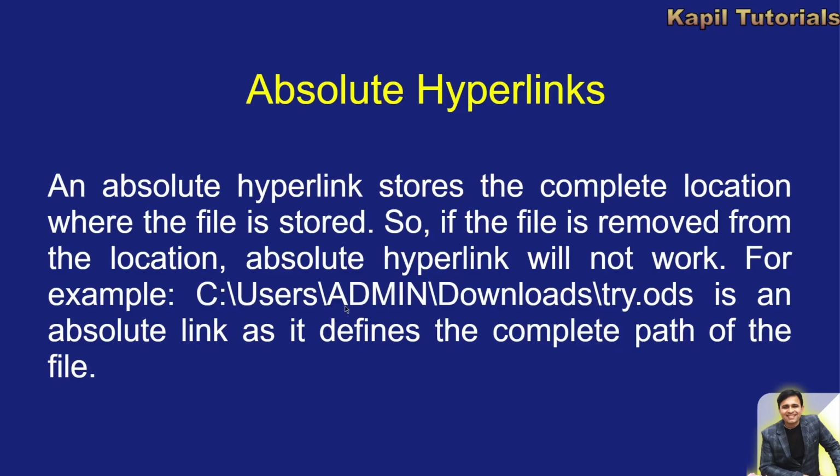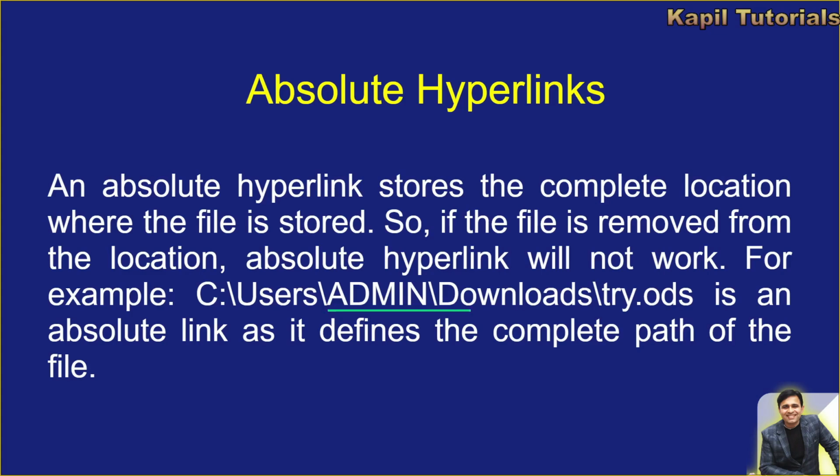So what is the major difference? There we were starting with admin, downloads and try.ods. Just now I was teaching you about relative hyperlink. That time we started with admin. We were not giving the full path like C and users. Now we are giving the full path, that means the name of the drive. So this kind of link is called an absolute link. This is the major difference.